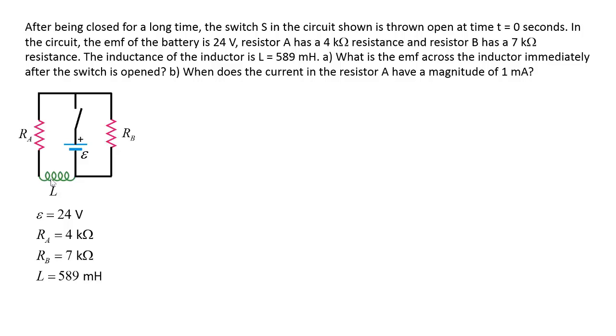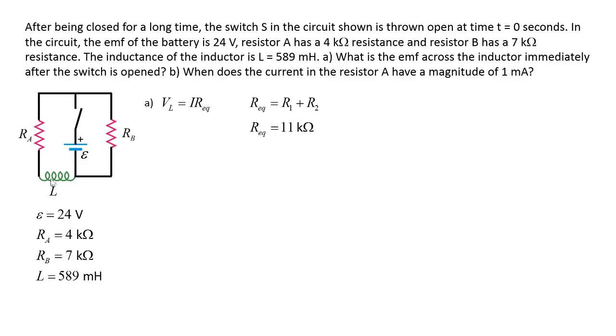That means that the voltage provided by the inductor for the two resistors is calculated as the current multiplied by the equivalent resistance of the circuit. This equivalent resistance is nothing else than the sum of the two resistances, and if you add 4 and 7 kilo ohms together, you get that the equivalent resistance for the circuit is 11 kilo ohms. This is for the case where the switch is open, don't forget that.